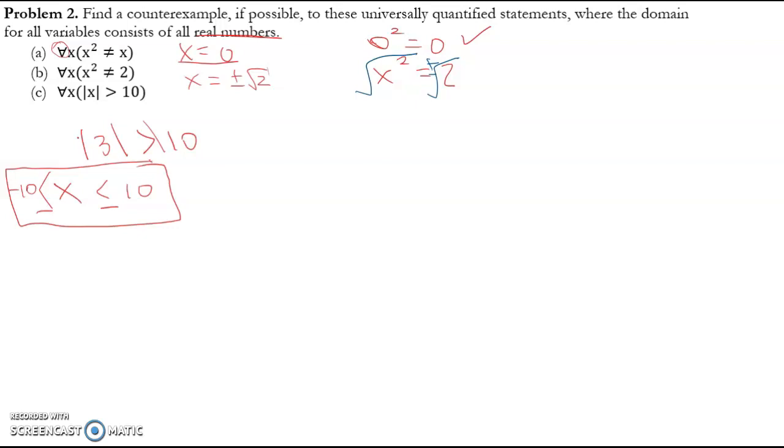So you can give me any specific number because it asks for just give one counterexample. So for C, you can give me x equals to 3. If x equals to 3, then since the absolute value of 3 is not greater than 10, this is a counterexample of C that proves that this is not a universally quantified statement.